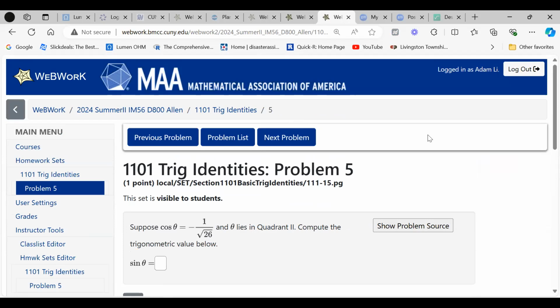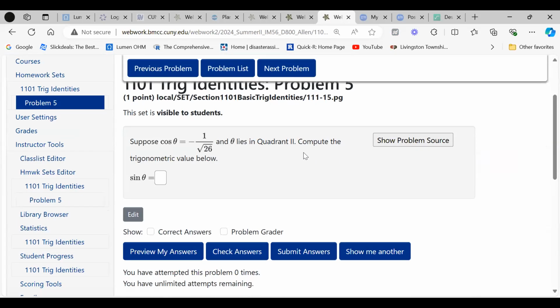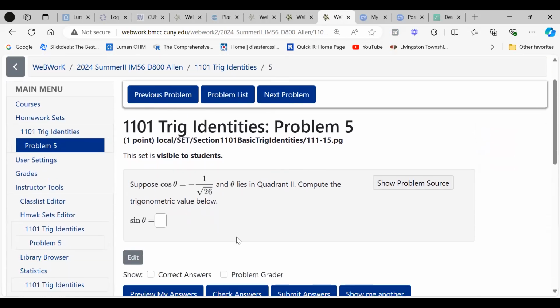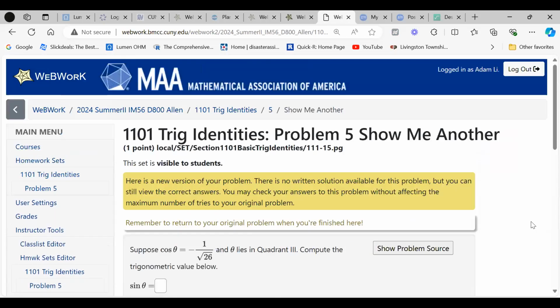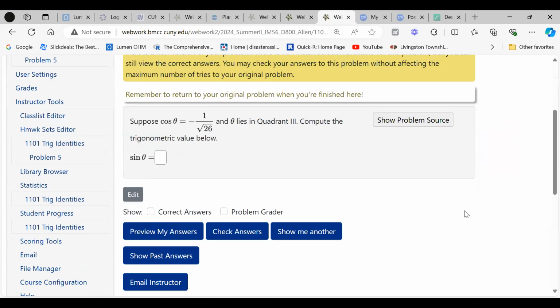Let's try. This is unusual. These are not normal numbers, right? Let's see. No special numbers. Let's try this one. Theta is located in the third quadrant.